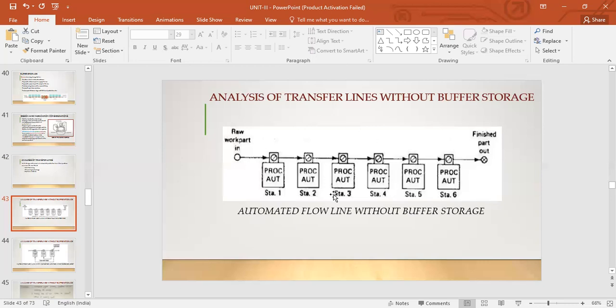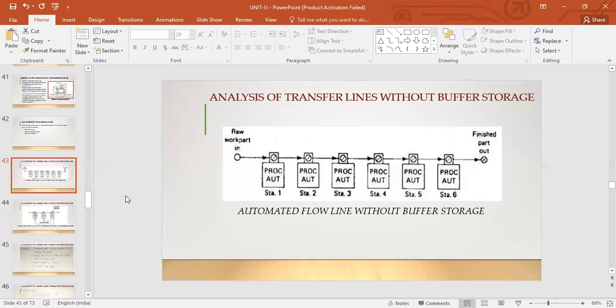Okay, and it is without buffer storage. You don't see any storage in between, right? They are just processed one after the other. The work parts coming out of station one will go to two, and then three, and then four, and so on. So you don't have any buffer storage here, right? So this is what we are going to consider. Without buffer storage first, and then with buffer storage.